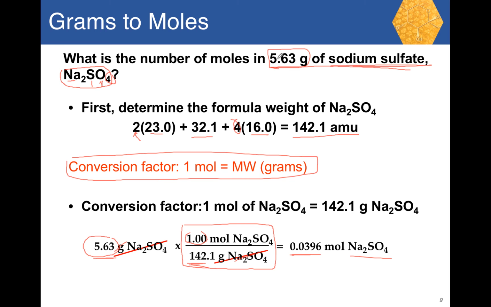Conclusion: 5.6 grams of sodium sulfate has 0.0396 moles of sodium sulfate.